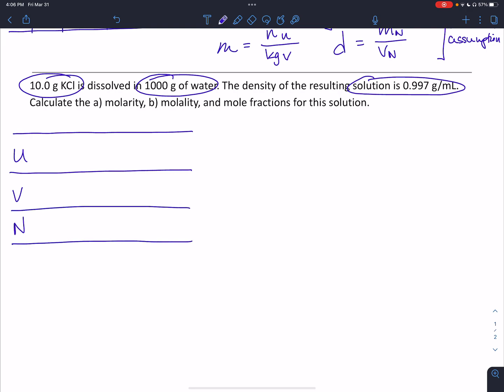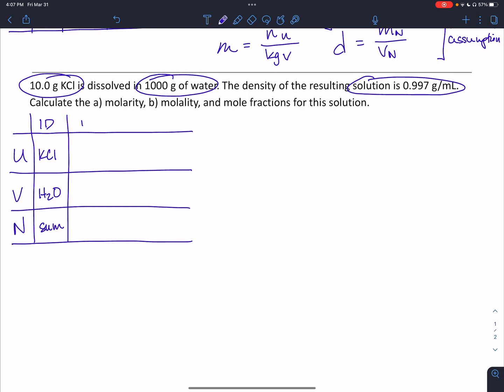Make sure I have enough room here. All right, so first, my ID. So what is each piece? If I look at my two chemical pieces, I've got KCl and water. KCl is dissolved in water. So my solute is KCl and my solvent is water, and the sum of those is my solution.